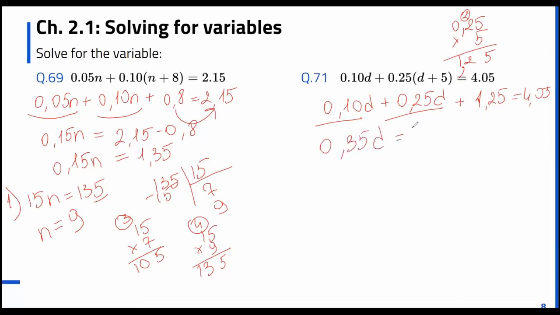0.35d equals 4.05 minus 1.25. So 0.35d equals 2.8. So here is the same procedure. We can multiply by 100, or we can multiply by 10. So 3.5d and 28, or 35d and 280. I don't like fractions, so let's have 35d equals 280.